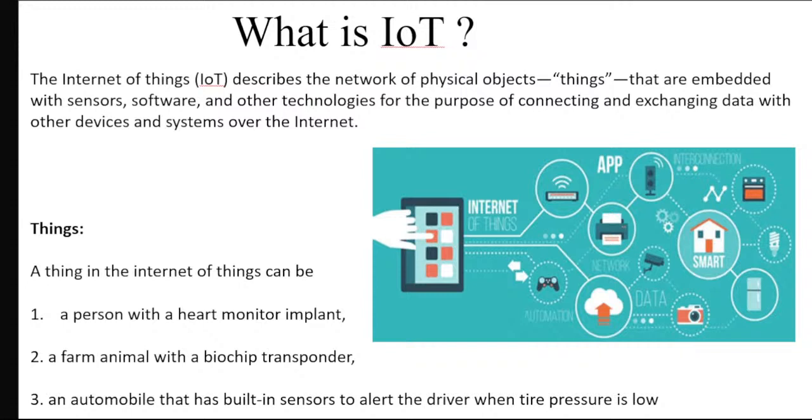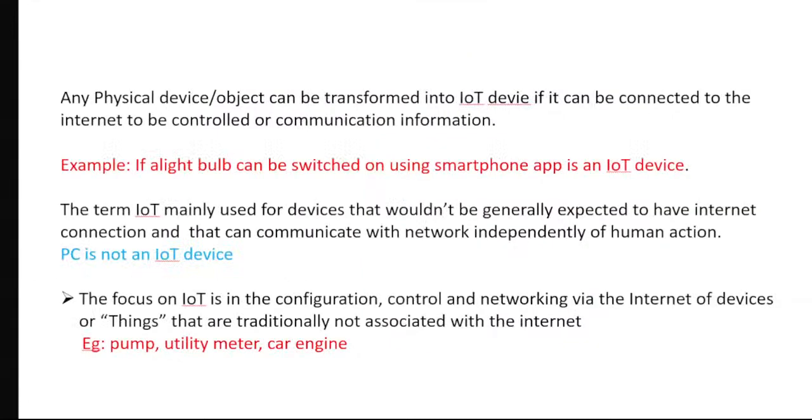Suppose we take the example of a light bulb. If that light bulb or tube light can be controlled using the internet or a smartphone app, that particular light bulb is also called a thing. So in this Internet of Things, when all the things are connected through the internet, we can divide this IoT into basically three groups. One is electronic technology, second is network technology, third is information technology.